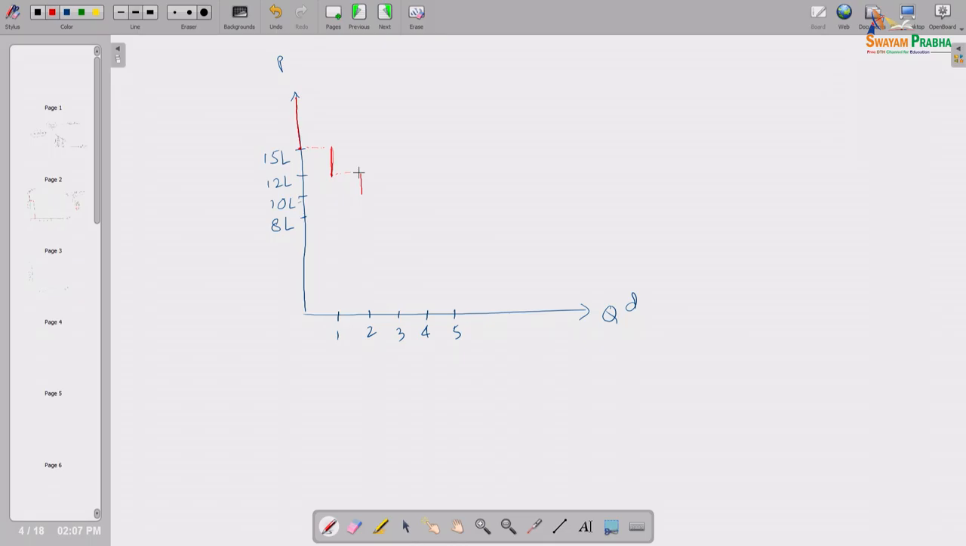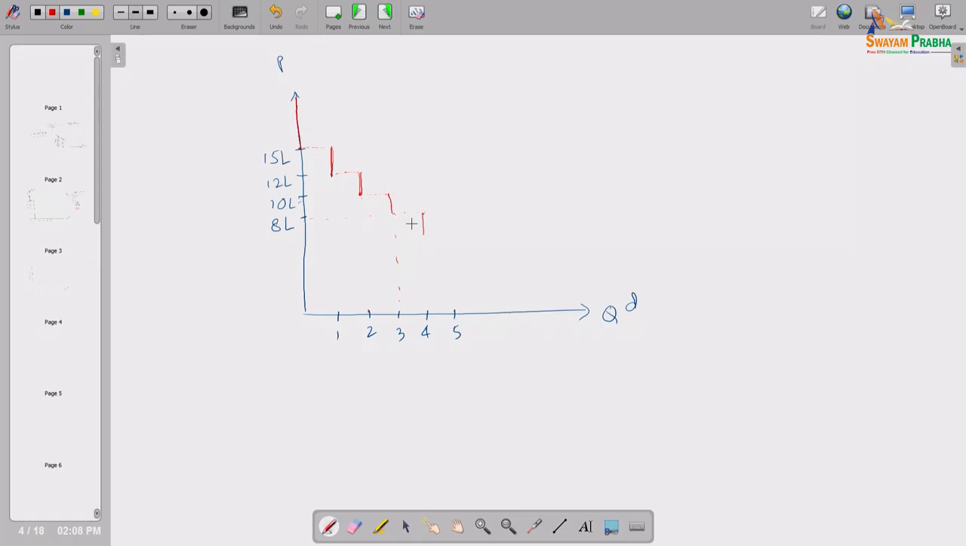Because one demand is from the person whose willingness to pay is 15 lakh and another demand from the person whose willingness to pay is 12 lakh. So at the 12 lakh there is a gap. Again it continues up to 10 lakh, up to the third person. At 10 lakh, again there is a gap. This is the 2, this is the 3, right. So here it will go until 8, then it will come. So this is the fourth unit.